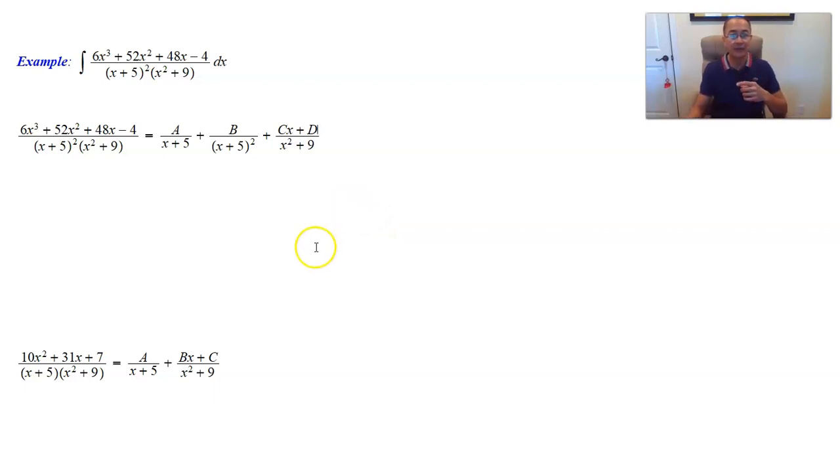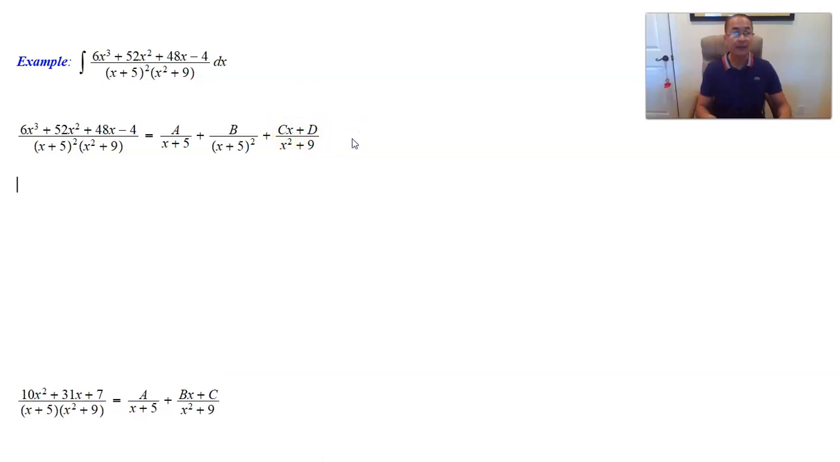Okay, so that will be the setup for this problem. One more time, that's a square of a linear term, factor. So we have x plus 5 power 1, x plus 5 power 2. Irreducible quadratic, same as before, so we must have a linear term in the numerator, cx plus d.